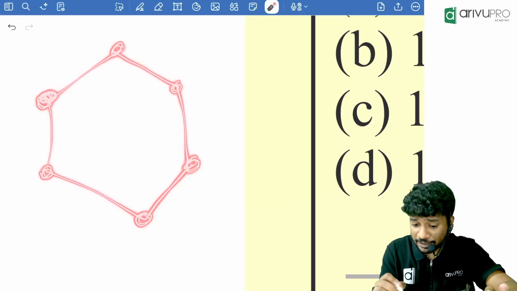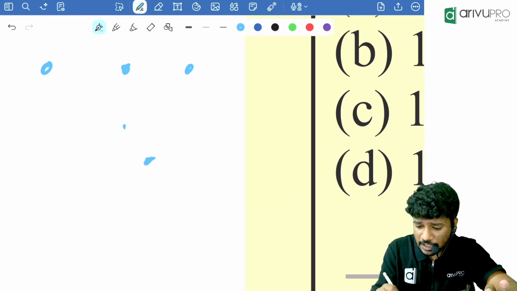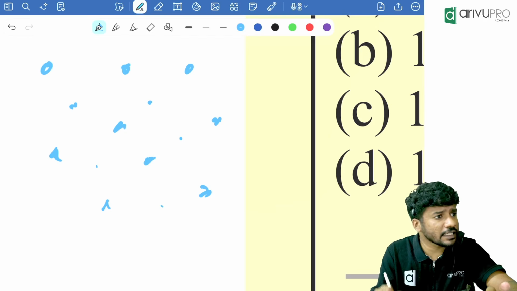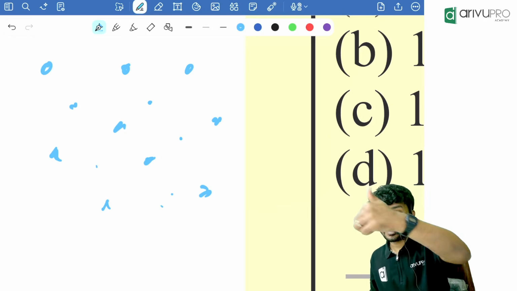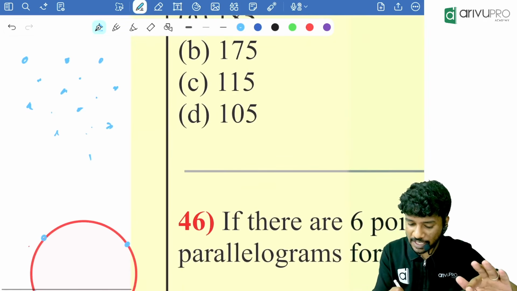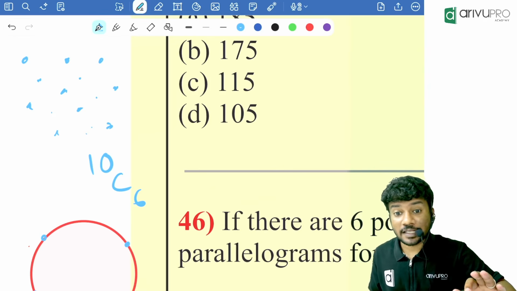That means if 10 random points are there in the question, how many points do I require to form a hexagon? 6 points. So from 10, I should choose how many? 6. So that is the logic.